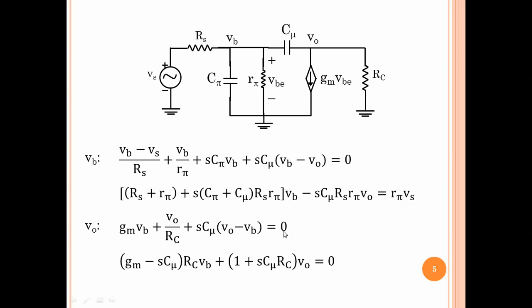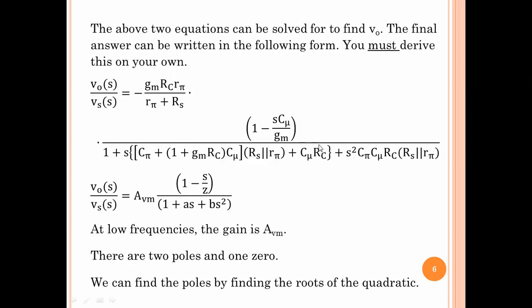So we get two equations, two unknowns, VB and VO. The usual method is to find VB in terms of VO from the second equation, substitute that in the first, and find VO over Vs in the first equation. I'm not going through this derivation, like I had said last time also. You must do it, and eventually end up with this big equation at the end.